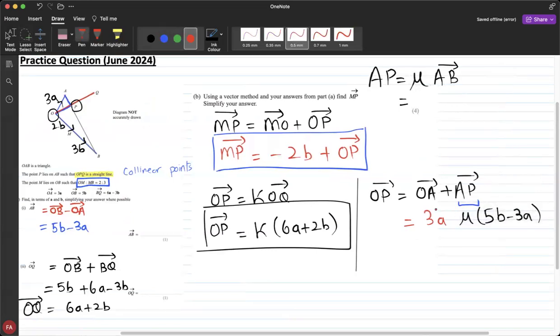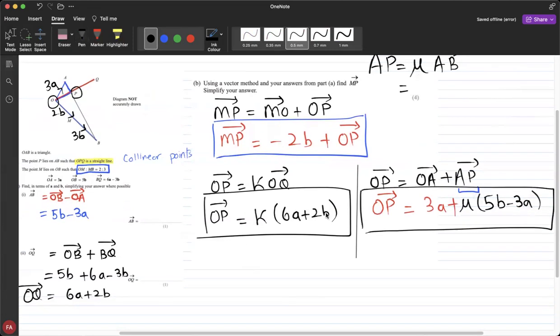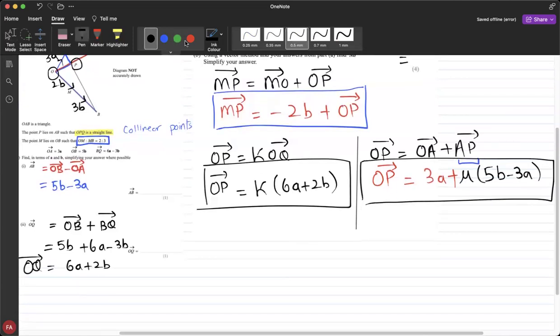So I can say that's going to be plus this value. This over here represents OP. And this also represents OP. Can I say they're basically both the same thing? That means they're both equal to one another.